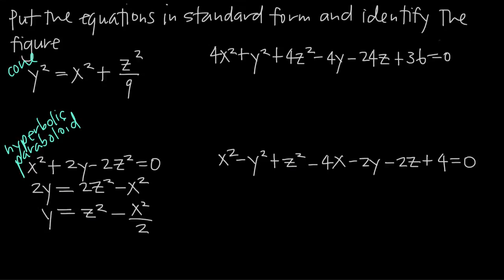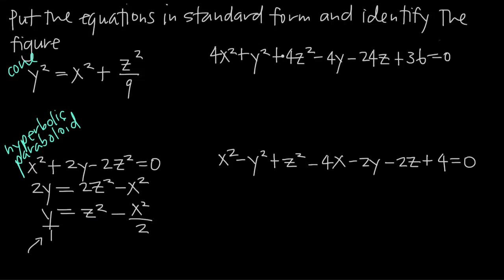The other thing we know is that the value in the denominator with this first-degree variable, in this case, our denominator is 1, this is y over 1, the value right here determines whether the hyperbolic paraboloid opens up or down. If this value in the denominator is positive, the hyperbolic paraboloid opens up. If it's negative, it opens down. So because ours is positive, we can say that this is a hyperbolic paraboloid that opens up along the y-axis.